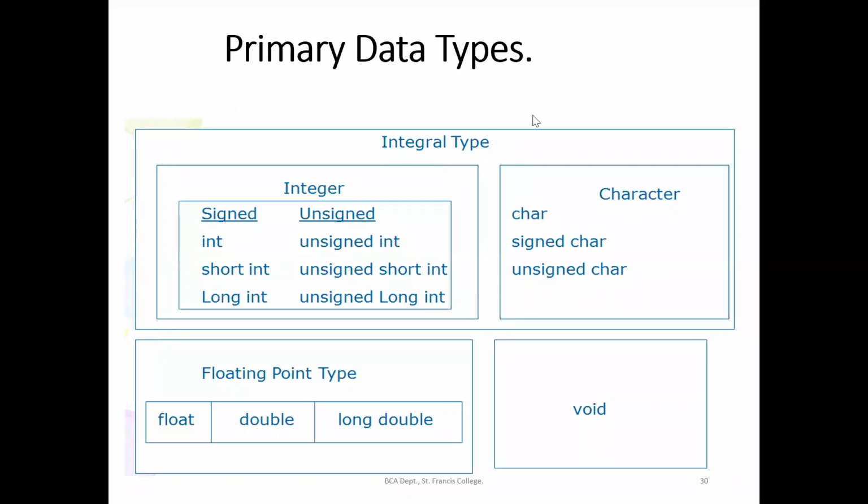So for integer, when you declare a variable as integer, we will be allocating 2 bytes. 2 bytes means how many bits? 16, right? 16 bits. Out of that, 1 bit will be reserved if I am declaring it as a signed integer.